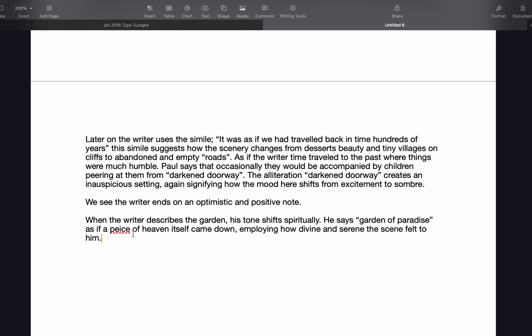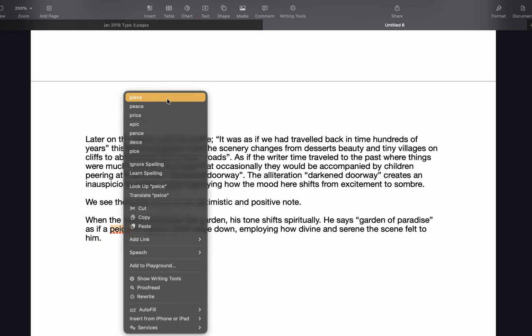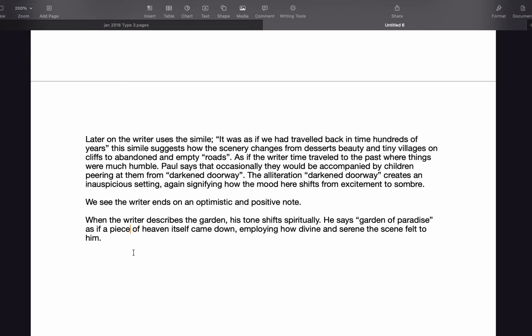When you connect something with paradise, that thing is definitely holy. That thing is precious, you know? That's why you signify it with the term divine, right? Or like the Garden of Paradise. I think that is a beautiful way to say that.